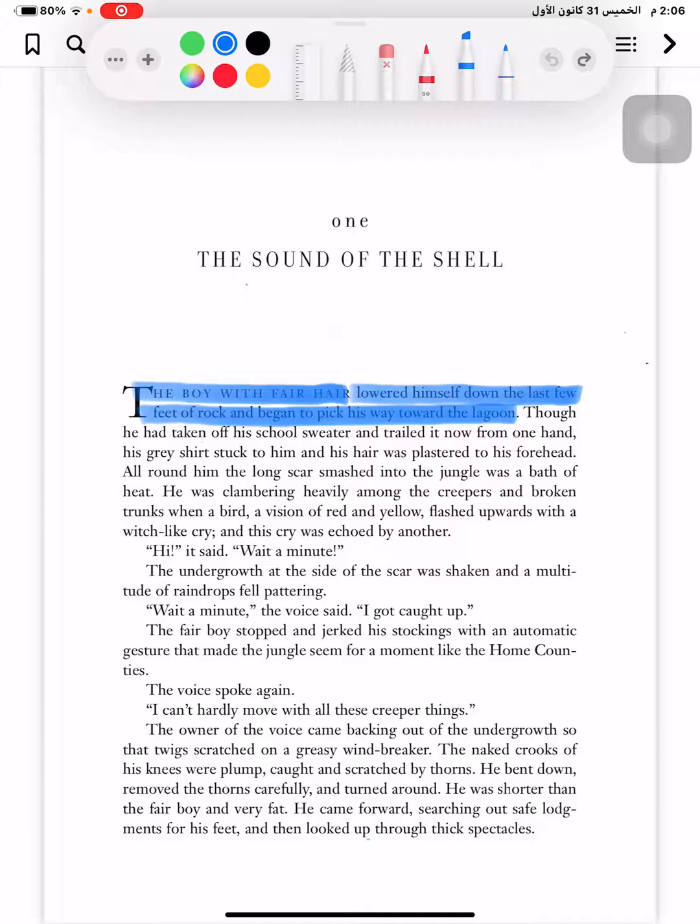So if you see here that the boy with fair hair lowered himself down the last few feet of rock and began to pick his way through the lagoon, of course this is a physical description, and not physically only, but it is a reference to how the first boy is moving fast and agile, while the second boy keeps shouting, "Wait a minute, I can't hardly move with all these creeper things." Here the second boy's declaration refers to a physical hardship which the reader should consider.